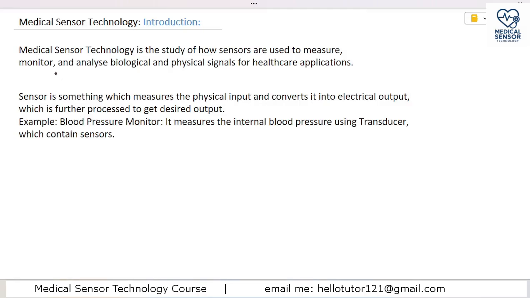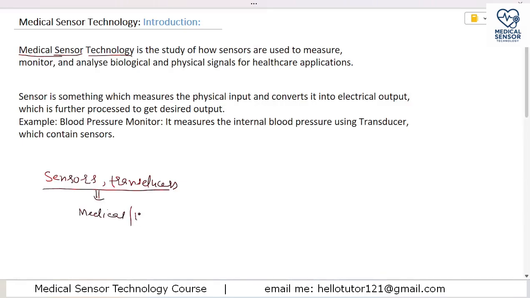Medical sensor technology is the study of how sensors are used to measure, monitor, and analyze biological and physical signals for healthcare applications. Basically, we will be talking about sensors and transducers, and how we use them in the medical field, or the health field.